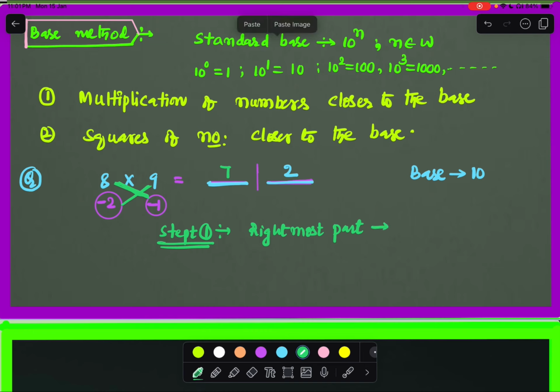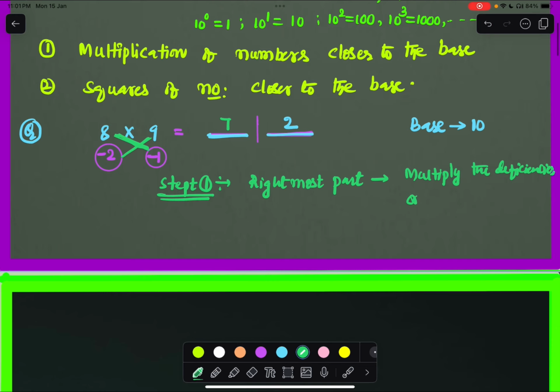Multiply the deficiencies. These are the deficiencies only, the values less than your base. And if they are surpluses, extra, more values than the base, we call them surplus. So multiply deficiency and surplus values and put them in the rightmost part. And one more condition: how many digits are there in the base? Your rightmost part must also accommodate that many number of digits only. That is the first step, right?